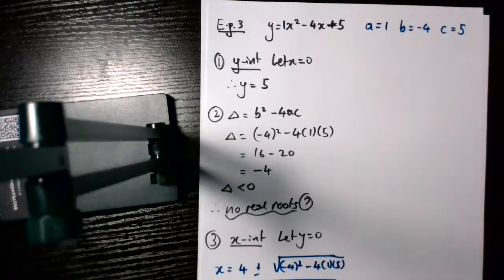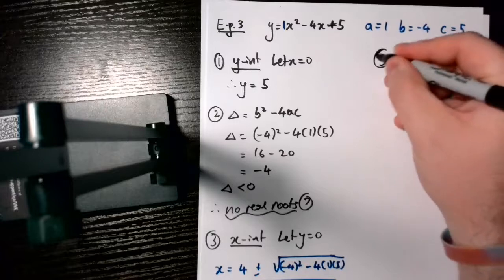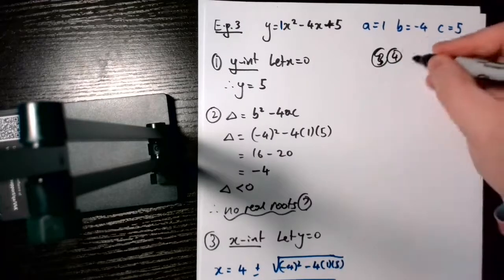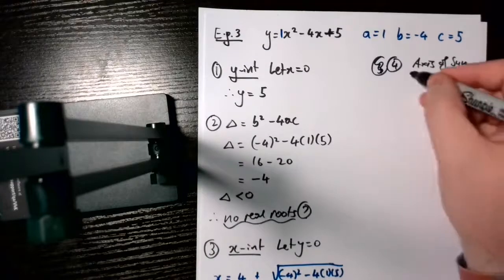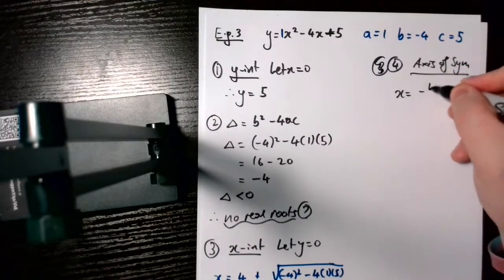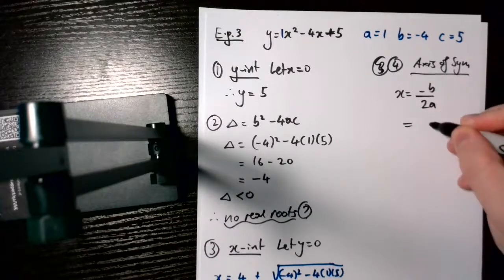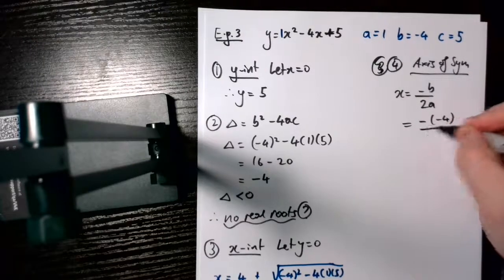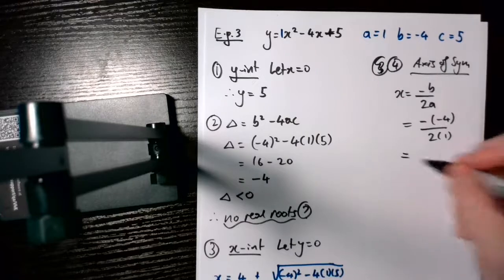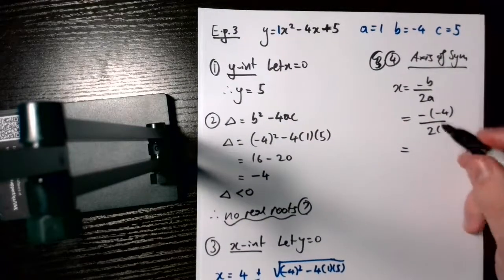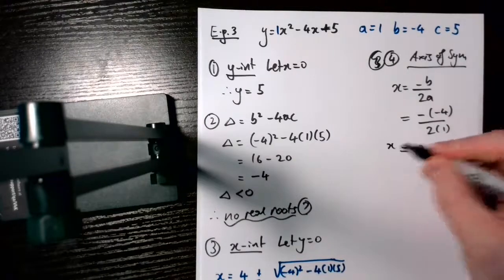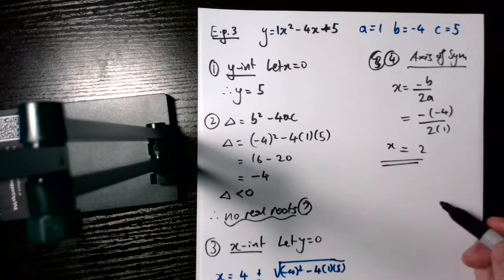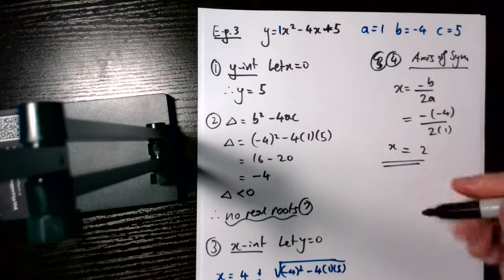So to do the vertex, we find the axis of symmetry. Step 4, axis of symmetry. Just like what we've been doing before, x equals minus b on 2a, which is equal to minus minus 4 all over 2 times 1, which gives us our axis of symmetry occurring at positive 4 divided by 2, which is 2. So that's the x value for our vertex, because we're using the axis of symmetry.